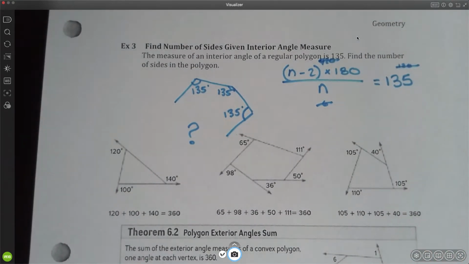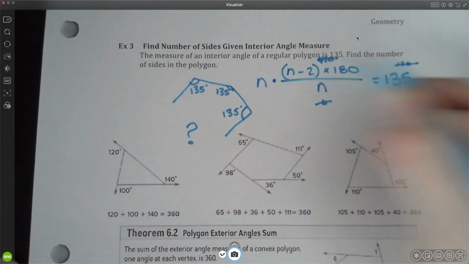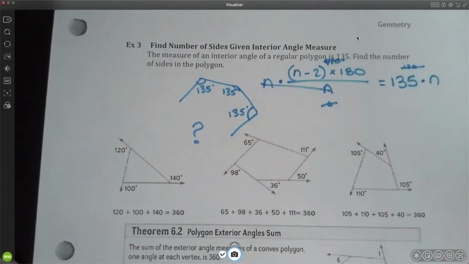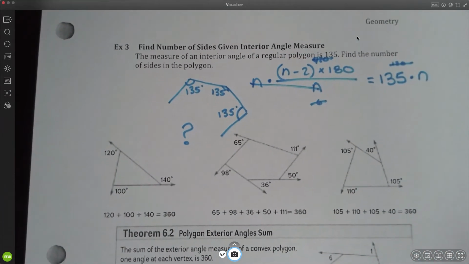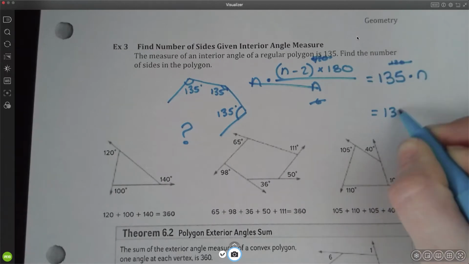So now we want to do the same process but in reverse to get the 135. I want to solve for n. How do I solve for n? Get it by itself. What are you going to move? Move n over. Let's multiply by n and get it to the other side. Equals. So 135n will be over here.